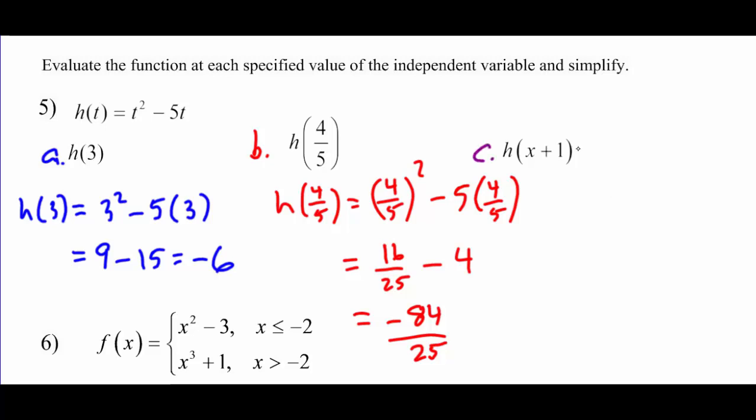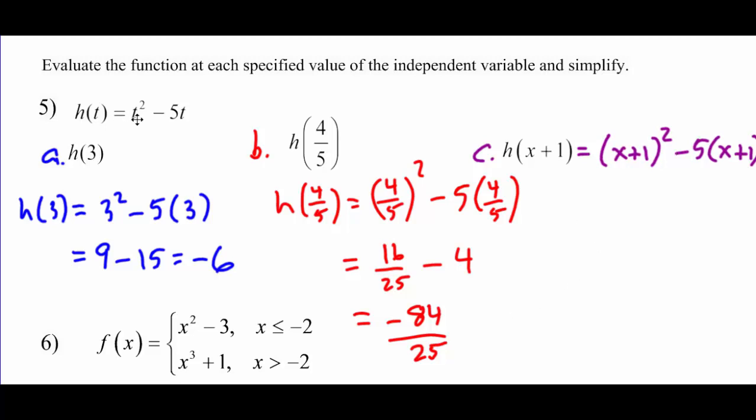All right, h of x plus 1. This one's a little different in that we're not just plugging in a number, but actually plugging in a variable. But we follow the same procedure. Anywhere on our function h that has the variable t, we're replacing it. This time we replace with x plus 1. So it's going to be x plus 1 quantity squared minus 5 times x plus 1.